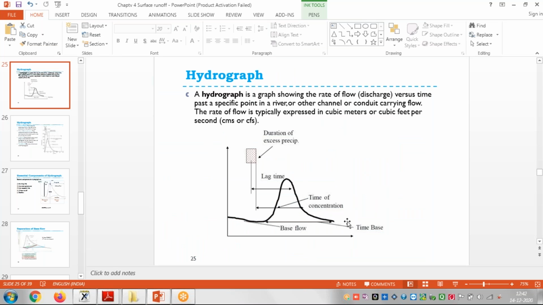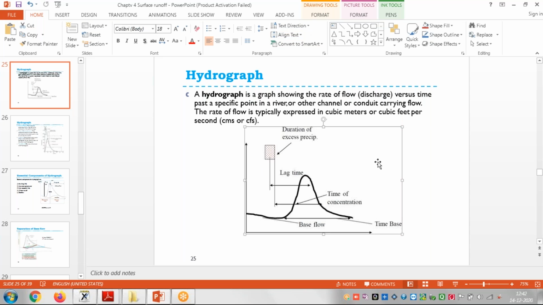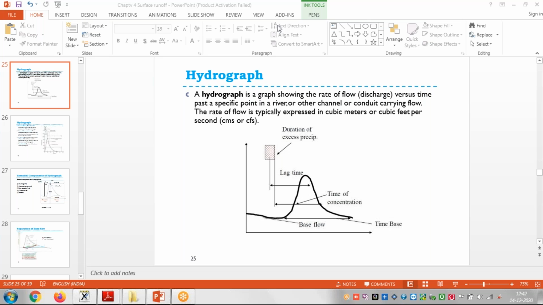Now, time of concentration is clear. This is called time based. Time base means where this end point and outlet point have become constant.